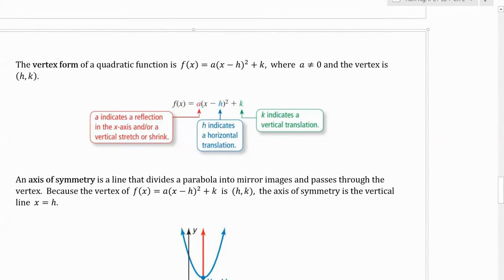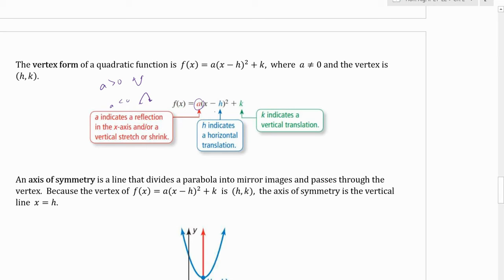So when you start talking about that a, it indicates whether it's a reflection or not. Because if a is positive, it'll go right side up. If a is negative, it'll turn upside down. And then it's going to talk about how much it vertically stretches or shrinks it. So if a gets greater than 1, it's a stretch. If a is between 0 and 1, or technically, since I'm just calling it a, between negative 1 and 1 and not 0, it would be a shrink.